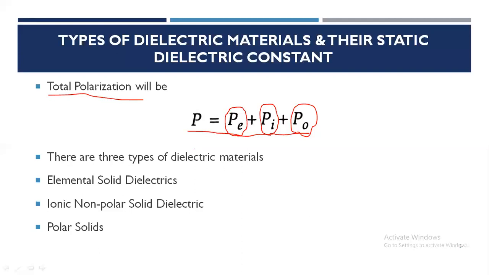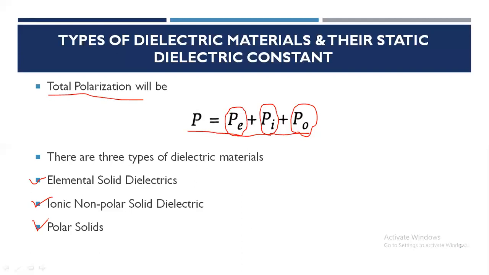And there are three types of dielectric materials, meaning three classes of materials may be identified as far as the dielectric behavior of solids is concerned. First is elemental solid dielectrics, second is ionic non-polar solid dielectrics, and third is polar solids.